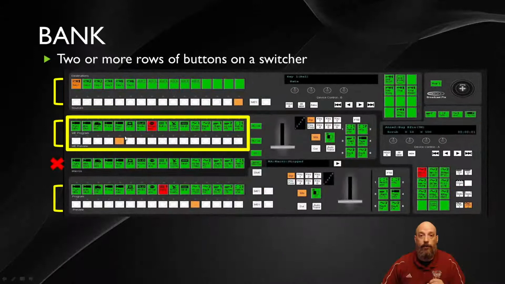Now, when you combine two buses together that work as a single unit, this is what's called a bank. So at the bottom, I've got program and preview, that is a bank. Above it, another program and preview is a bank. Above that is a router that has source and destinations. This is a bank. Down here in the memories, this is not a bank. Why? If you said because it's only a single row, you are correct. So when we're dealing with parts of the switcher, there may be times where we're going to need program and preview to work together. So we're going to need a bank of buttons as opposed to a single bus.